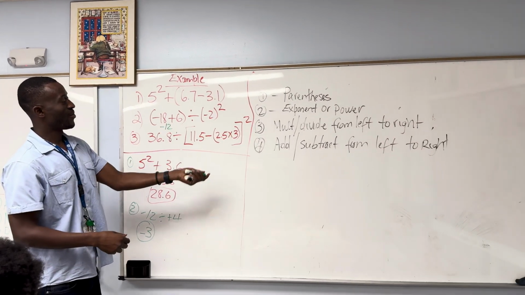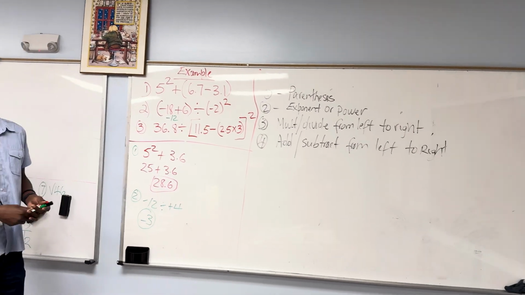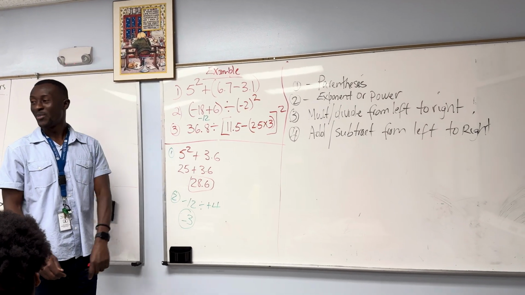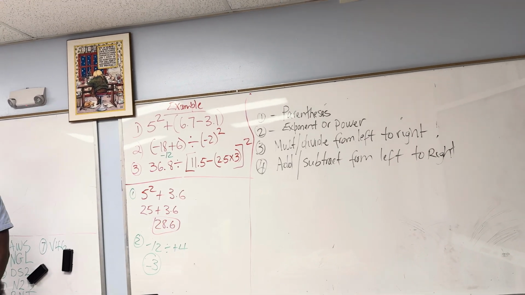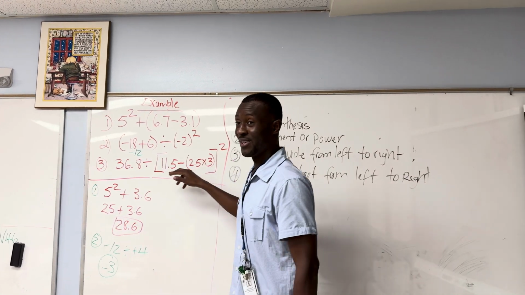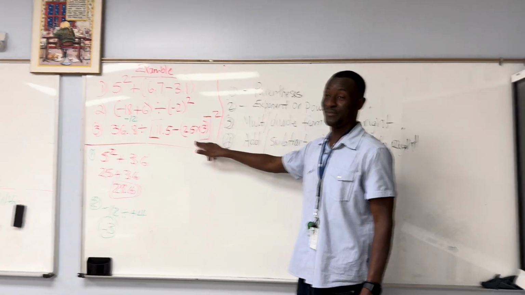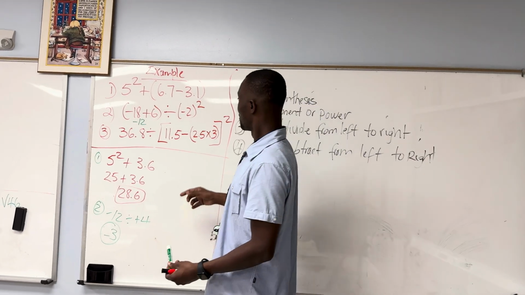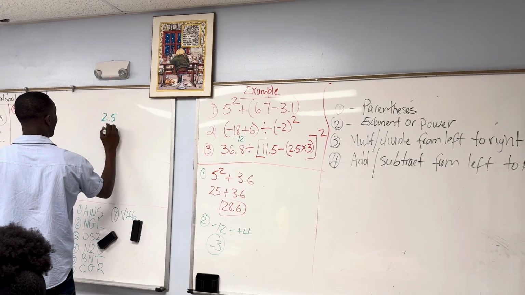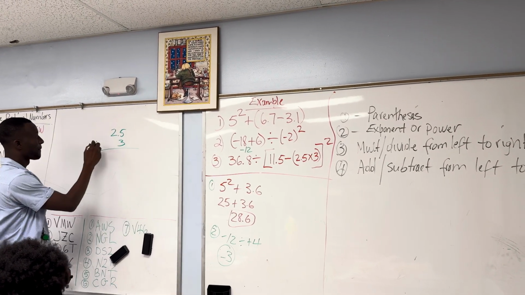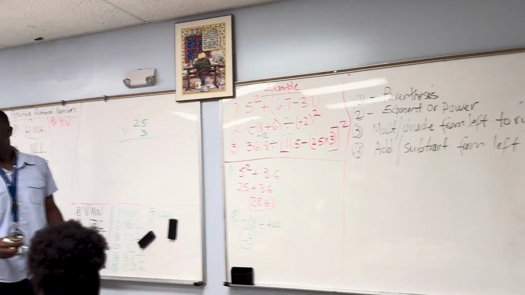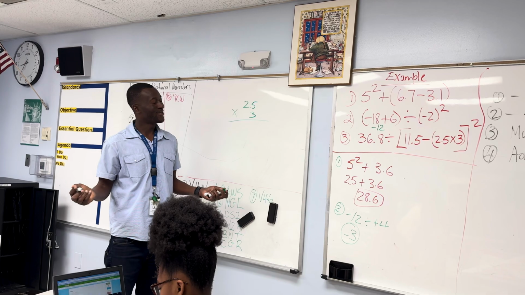Any brackets or parentheses? Number 3, do you see any parentheses? Yes, there are parentheses. Which one is it? 2.5 times 3, right? So you would work with that first. What's 2.5 times 3? It's 7.5. It's easy, right?